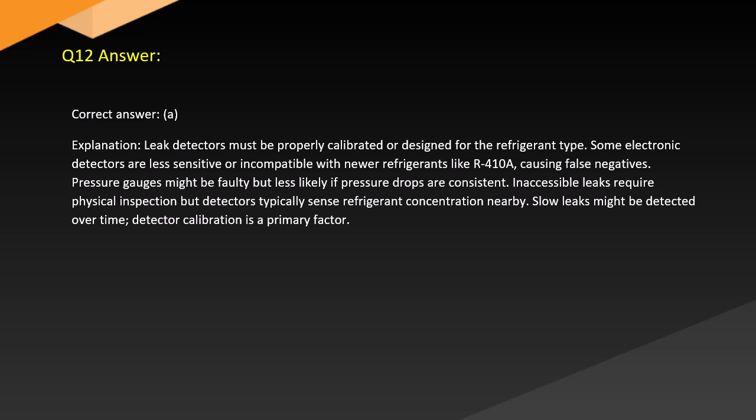Answer. Correct answer: A. Explanation. Leak detectors must be properly calibrated or designed for the refrigerant type. Some electronic detectors are less sensitive or incompatible with newer refrigerants like R410A, causing false negatives. Pressure gauges might be faulty but less likely if pressure drops are consistent. Inaccessible leaks require physical inspection, but detectors typically sense refrigerant concentration nearby. Slow leaks can be detected over time. Detector calibration is a primary factor.